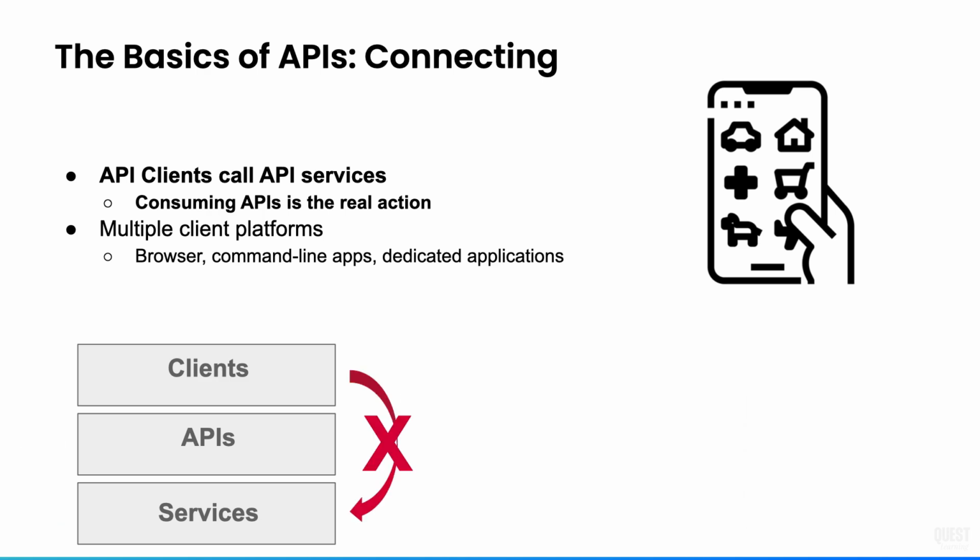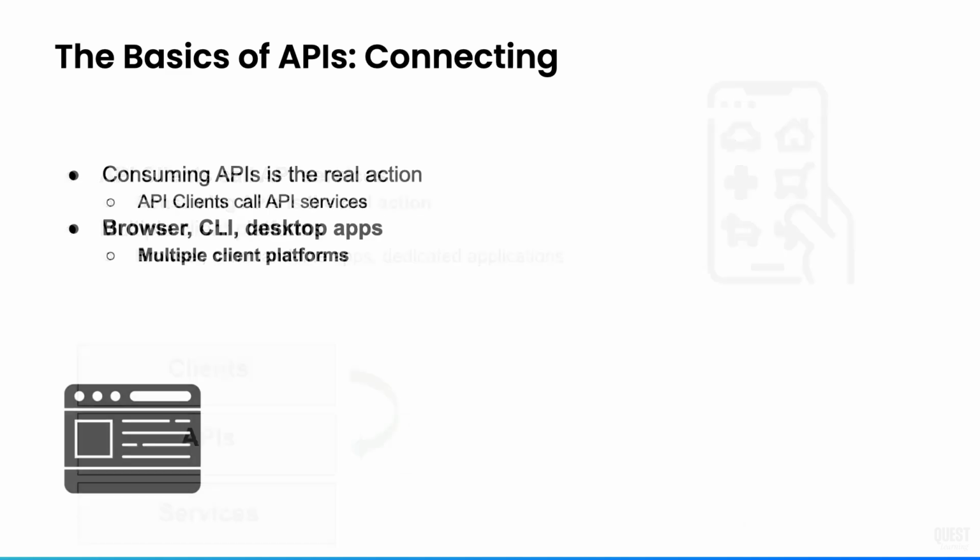Just to emphasize here, clients don't call services. Services are hidden behind the API interface, and that's why it's so important to design interfaces to match the client's needs. And we can be changing things behind the scenes as long as the client gets what they need. So it's all about clients connecting to APIs.